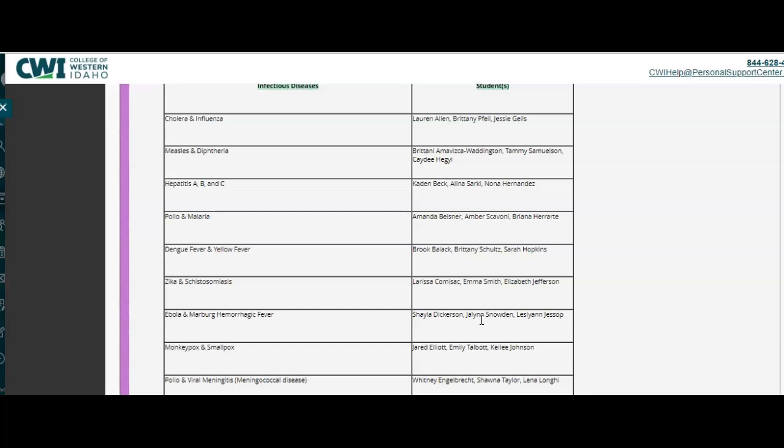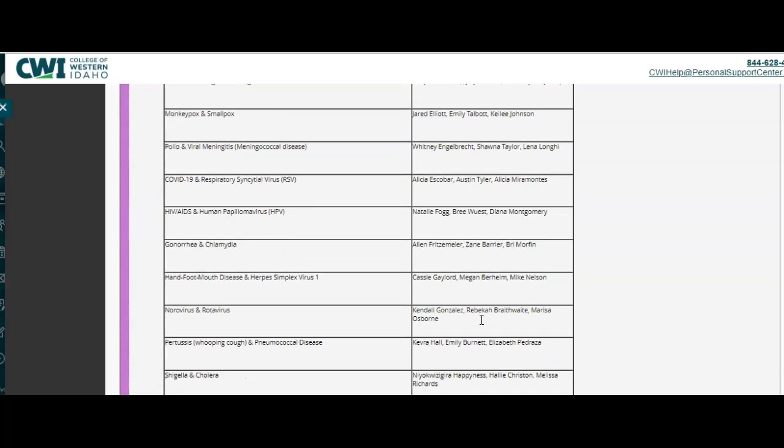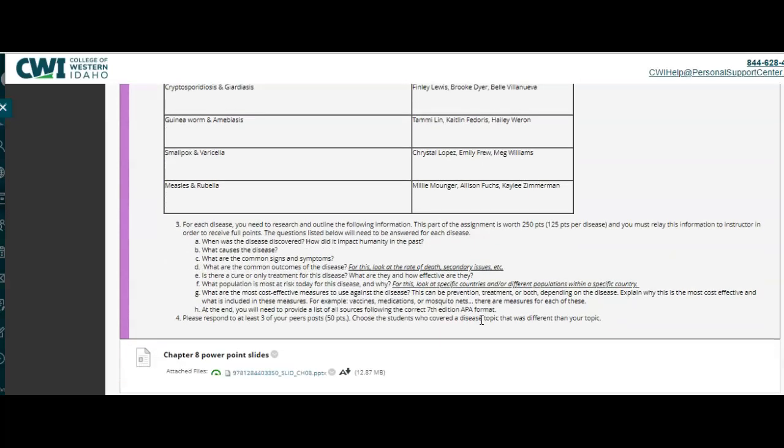So everyone has been assigned these diseases. So go in and find your name. Please do not use one sentence to answer these questions. I expect appropriate responses to allow other readers to gain a better understanding of these infectious diseases. So these are the questions that you'll need to research and provide information on. These need to be answered completely.